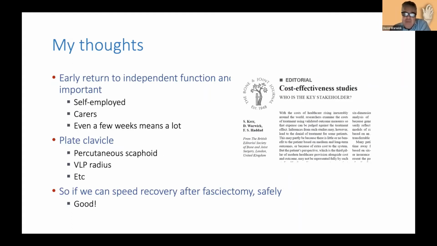In fact, there's a paper we wrote on the right-hand side on looking at who's the key stakeholder. Because if you can't work or you're having carers, it's a big deal to get back to work early. So your paper, Jonas, if you can show that you can get back even in that 2 or 3 week time frame, it is actually a big deal.